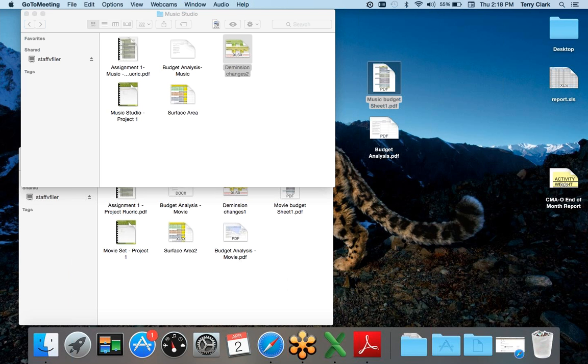If he can't hear me, let me say this to him: check the radio button inside of the audio section and make sure it is on mic and speaker. All right, there we go.